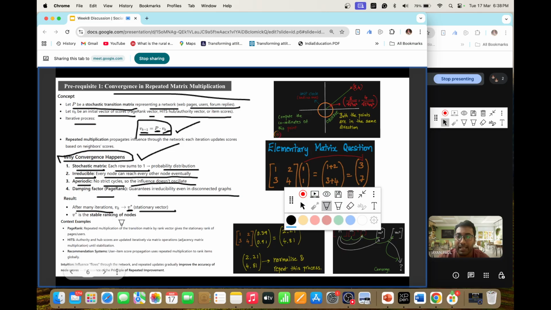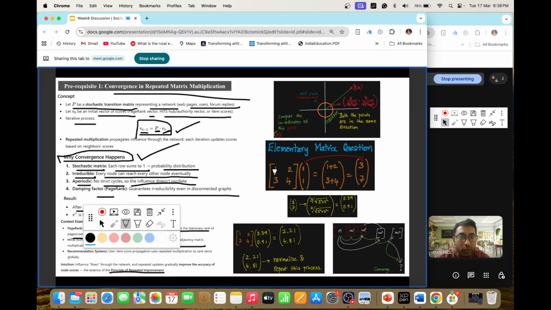Context examples: in PageRank, repeated multiplication of the transition matrix by the rank vector gives the stationary rank of pages. In the HITS algorithm, authority and hub scores are updated iteratively via matrix multiplication until stabilization, and recommendation systems also use it. So what is the intuition? Influence flows through the network and repeated updates gradually improve the accuracy of node scores. The essence is the principle of repeated improvement. This is important: everything is happening because of the principle of repeated improvement.